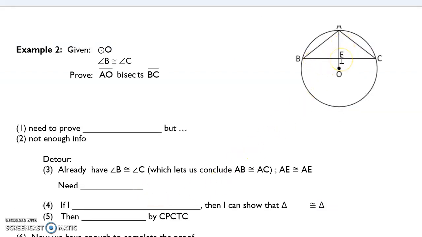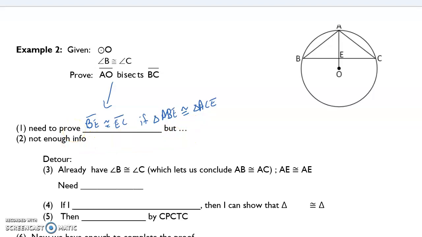Here's my diagram. I have been given circle O, and I have angle B congruent to angle C. So, step one, what is it that I need to prove? Well, if I'm trying to prove AO bisects BC, I want to prove that segment BE is congruent to segment EC. That's going to allow me to prove this. Well, I can do that if I have triangle ABE congruent to triangle ACE, but I don't have enough information.